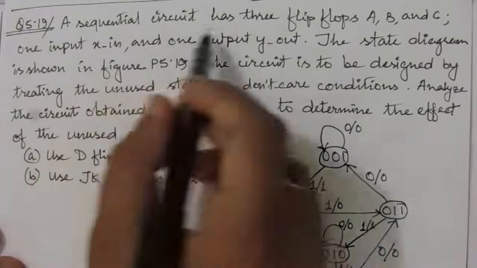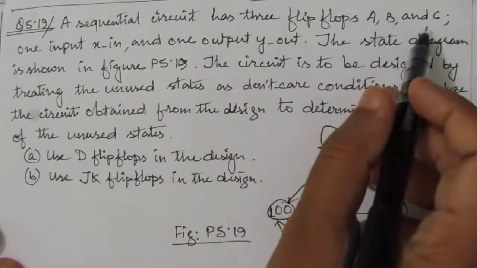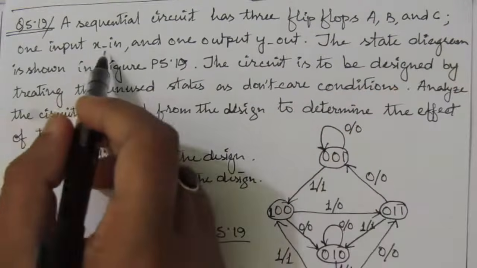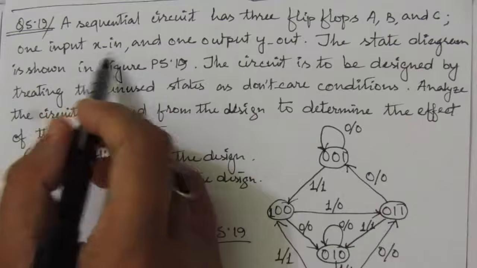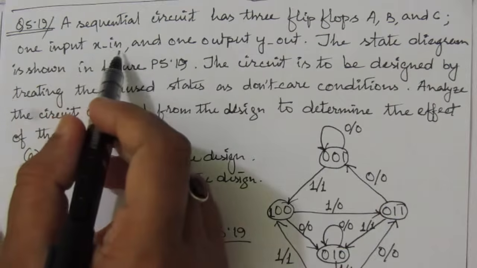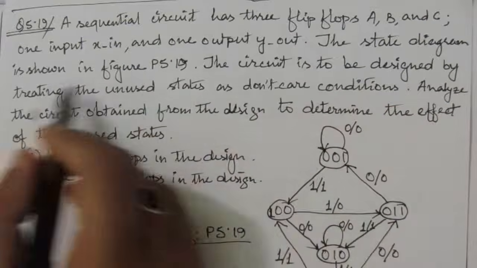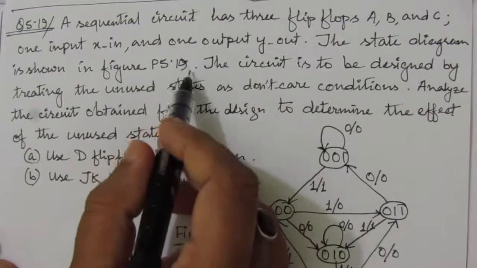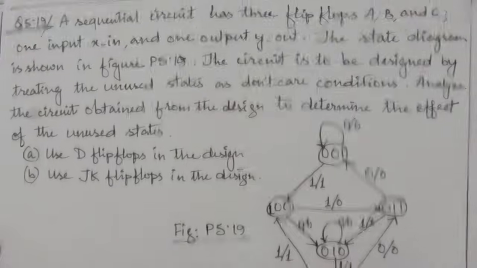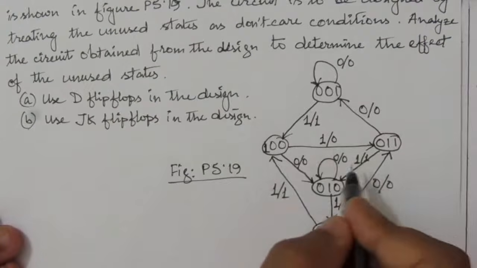The problem is: a sequential circuit has three flip-flops A, B and C. These are the three flip-flops. One input is X_in, denoted by X underscore in, and one output is Y_out. The state diagram is shown in figure P5.19. So this is the given figure P5.19. Here we have a state diagram.